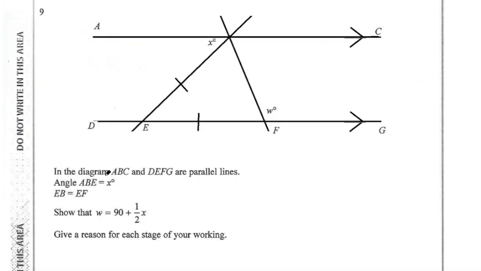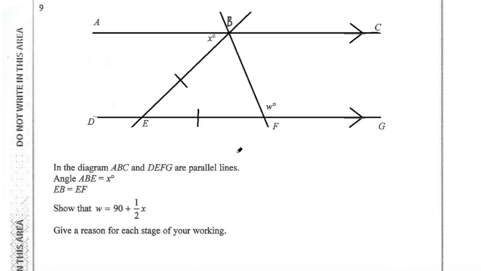Question 9 says, in the diagram ABC and DEFG are parallel lines, so they're those two. Angle ABE equals X degrees, EB equals EF, that's also marked in. Show that W equals 90 plus a half X. Give a reason for each stage of your working. Okay, so where to start with this one?